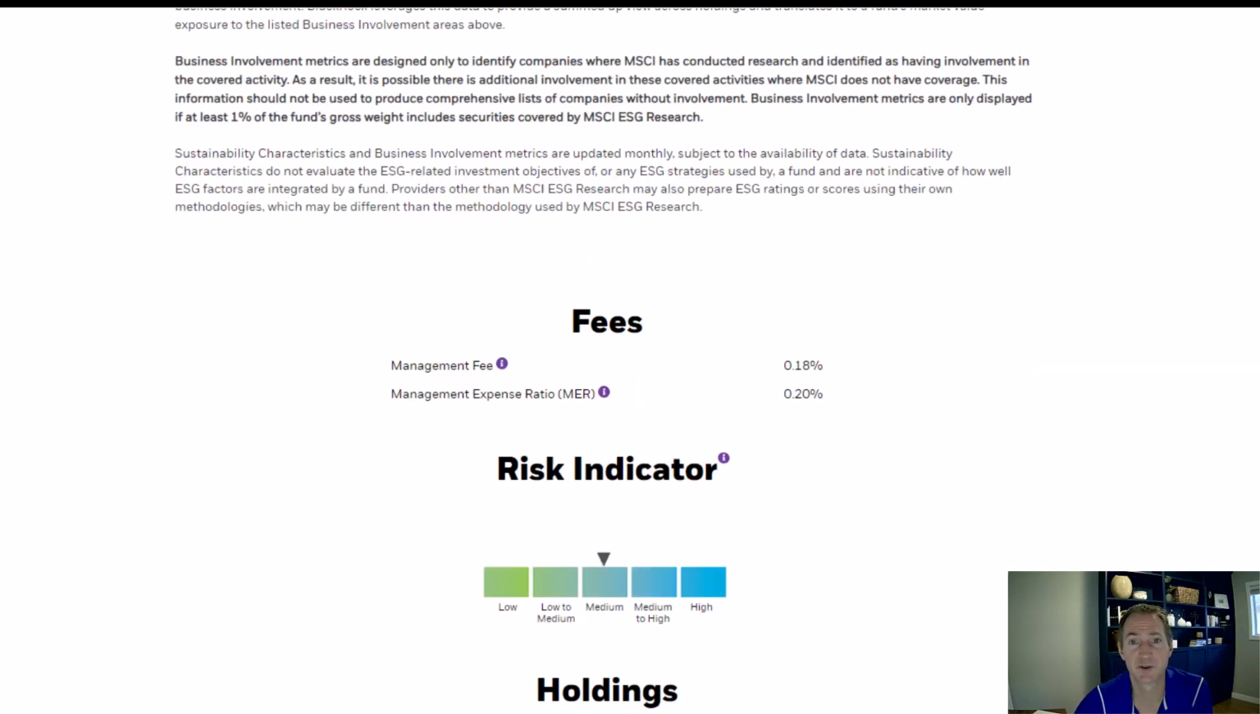You can see the fees for owning this portfolio. So 0.20% means for every $10,000 that you have invested in this ETF, they're going to take about $20 every year to do all the behind the scenes work.